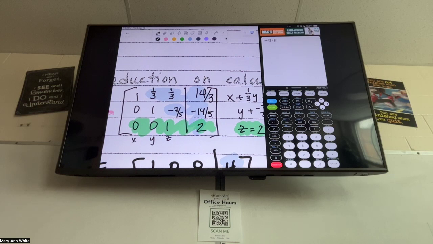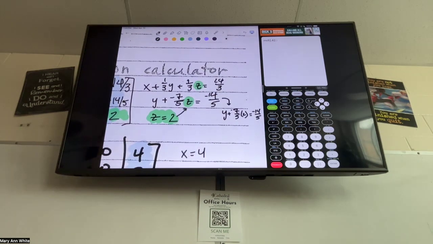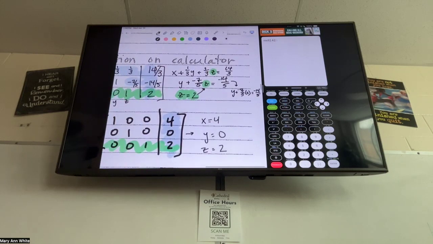Now when I go a row above that, that middle row, I have 0 x's, I have 1 y, and I have -7/5 z, and that's equal to -14/5. So when I go to solve this, I know that z is 2, so I can substitute in 2 for z, and then I can find y, and I'm going to argue it should equal 0, like we found when we did it in RREF. You with me a little bit better now?